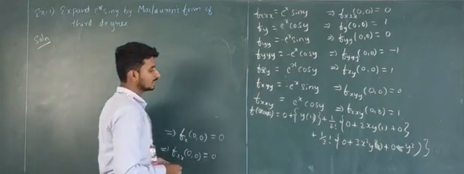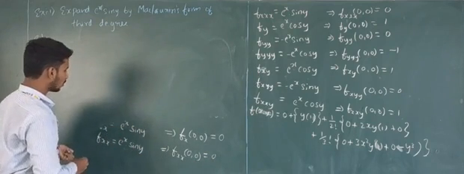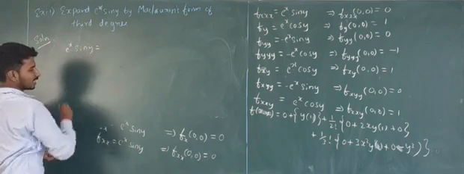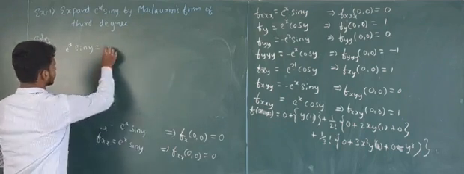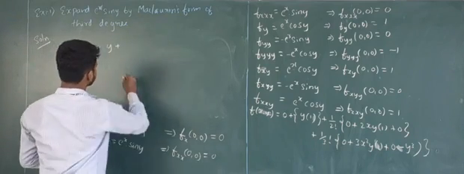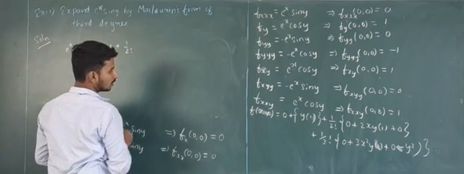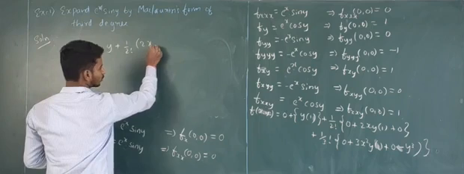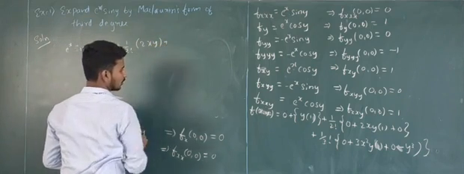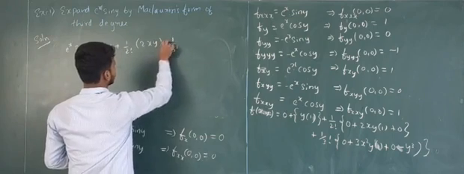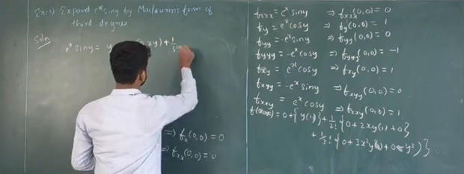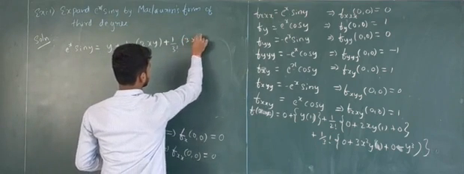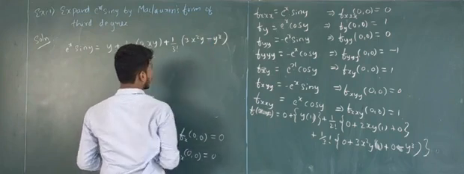If we simplify this, then function f of x comma y is nothing but e raised to x sin y. Next, that is y plus 1 by 2 factorial into 2xy plus 1 by 3 factorial into 3x square y minus y cube.